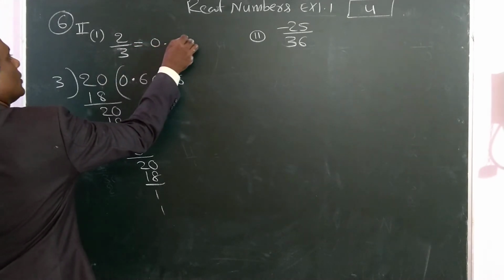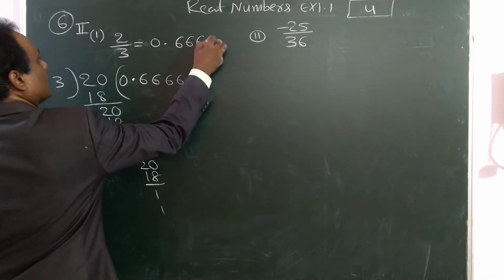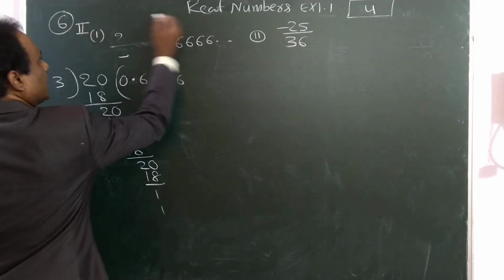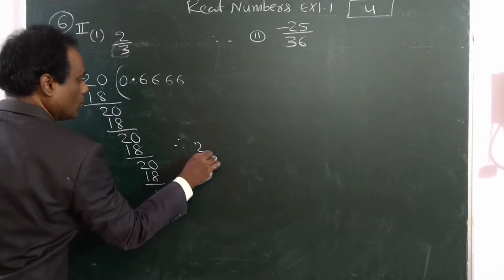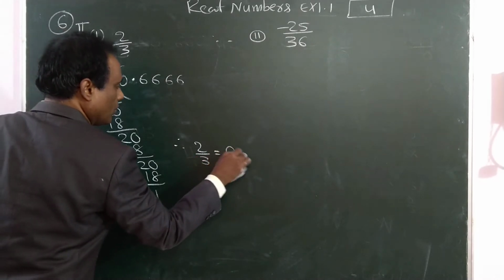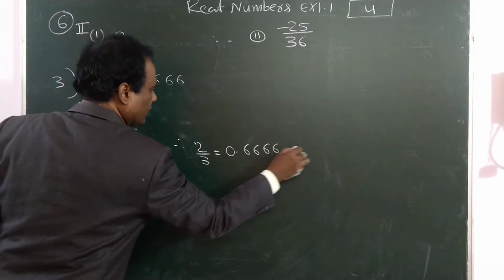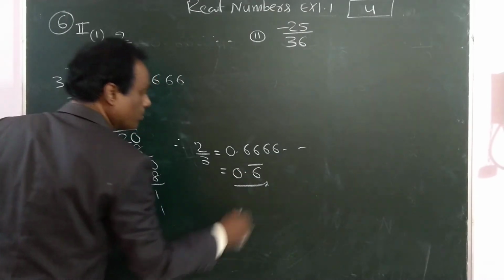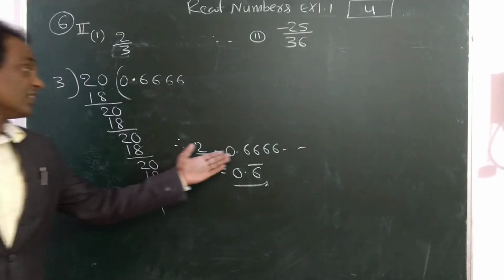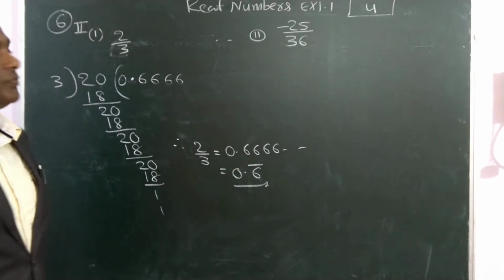What is the answer? 0.66666 and so on. I will write here. So therefore 2 by 3 is equal to 0.666. How many 6s? Infinity. So this can be written as 6 bar. If one digit is repeated, we can write 6 bar.